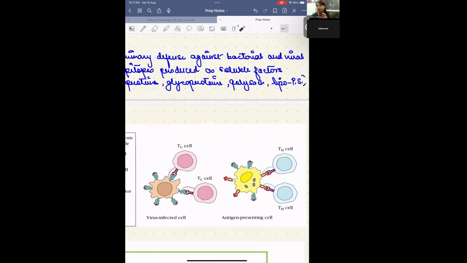Say it has phagocytosed some bacteria, and whatever antigens are associated with it, if those antigens are present along with the class 2 MHC molecule, they are recognized by the T helper cells. And based on the nature of the interaction happening here, the cytokine that is produced by the T helper cells is going to determine the downstream effect of this particular cell activation.